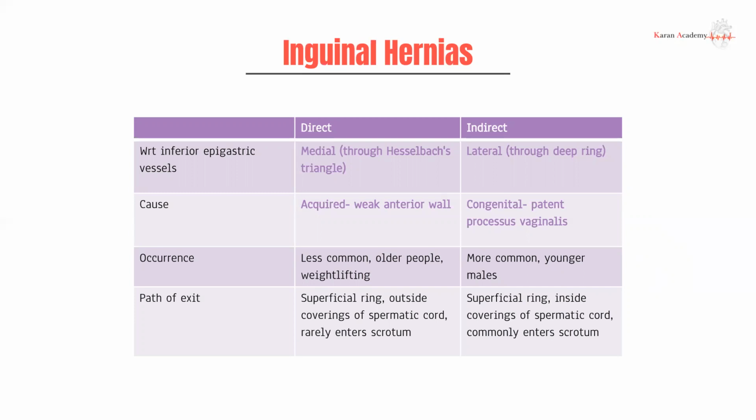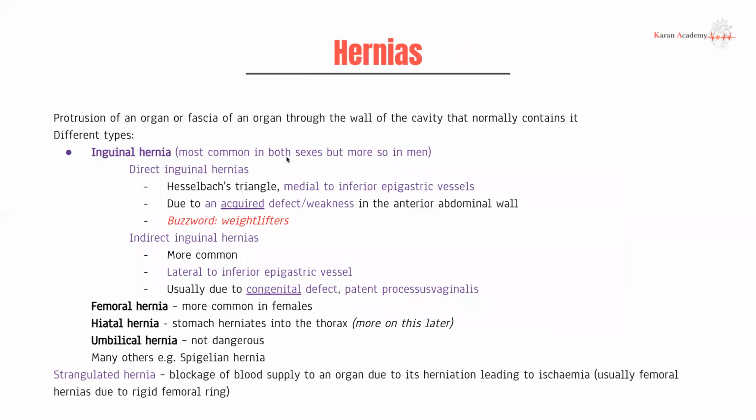The path of exit is the superficial ring, not the deep one, and it passes outside the covering of the spermatic cord and rarely enters the scrotum, but still can. Versus the indirect, which passes in the spermatic cord and therefore is more likely to enter the scrotum.